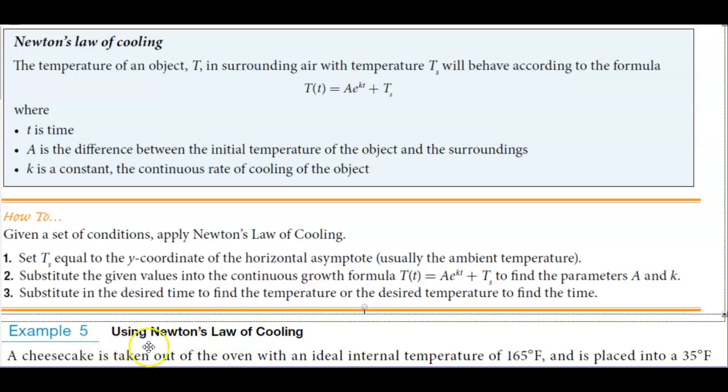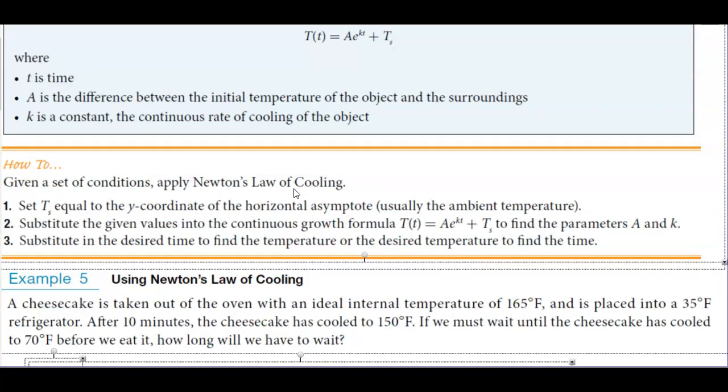In example number 5, we're going to use Newton's law of cooling. Newton's law of cooling is the following. The temperature of an object, T, in surrounding air with temperature Ts, that's the surrounding temperature, will behave according to the formula T(t) = A e^(kt) + Ts, where t is the time, A is the difference between the initial temperature of the object and the surroundings, and k is a constant, the continuous rate of cooling of the object.